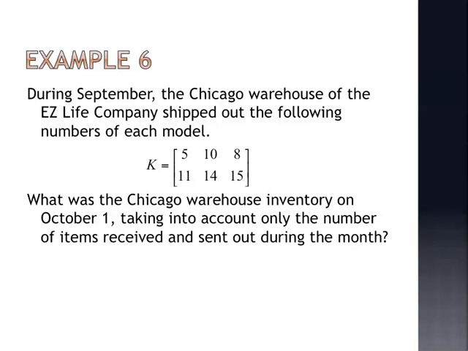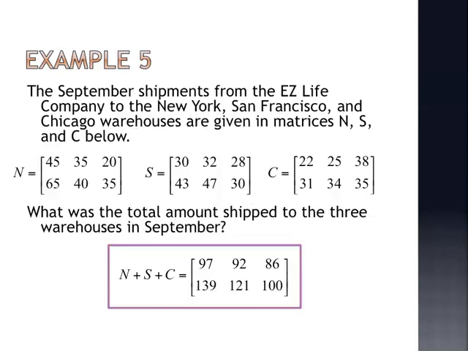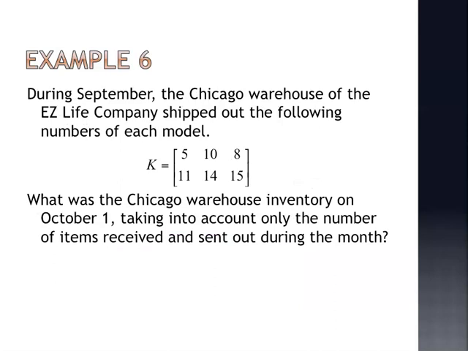During September, the Chicago warehouse of the Easy Life Company shipped out the following numbers of each model. What was the Chicago warehouse inventory on October 1st, taking into account only the number of items received and sent out during the month? So the amount that's received, we were actually just given in example 5, that last matrix there, with the 22, 25, 38 on the top row. And K, that's given here, this is what was shipped out. This is what they sent out during that month.